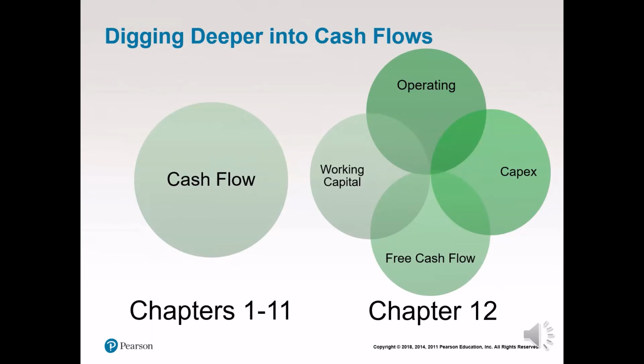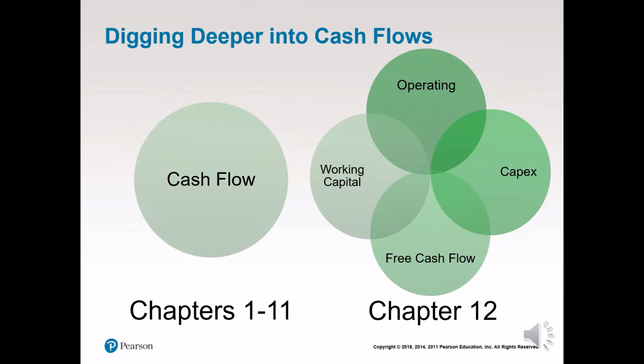Chapter 12 is going to help us dig deeper into the cash flows that we've talked about for our different projects so far in the class. In Chapters 1 through 11, the projects in the homework, they gave us all the information about the cash flows. Chapter 12 helps us to see where all of these numbers have come from. We are going to dig into cash flow and see how the different elements of cash flow come together to form the actual cash flow that we'll see in our projects and our homework.